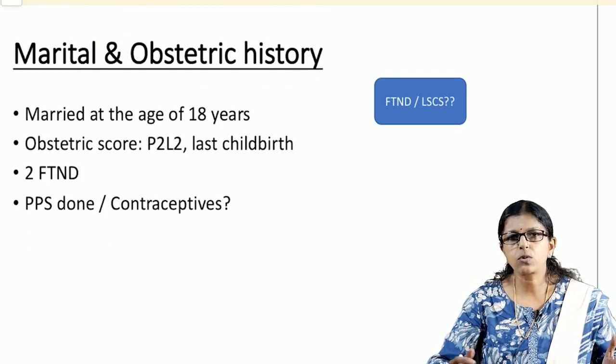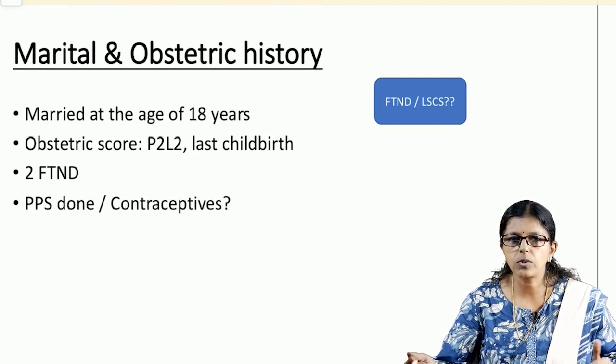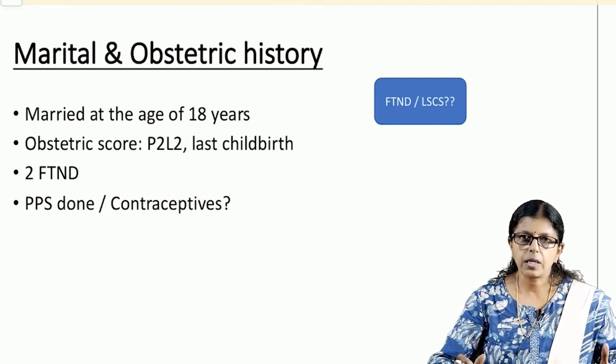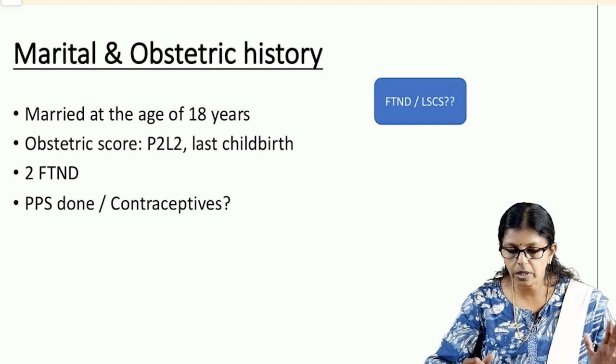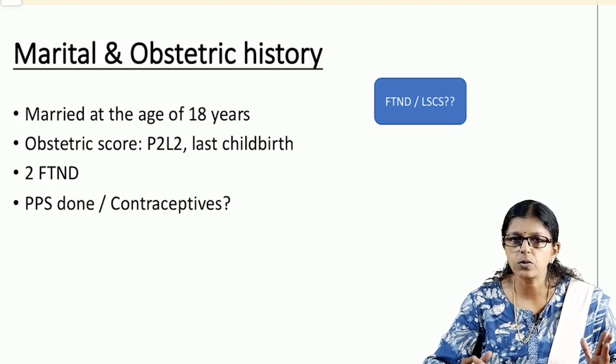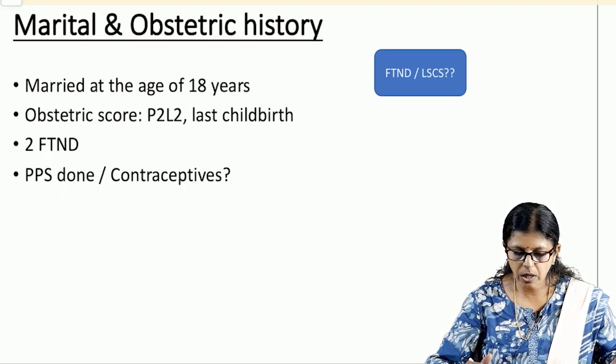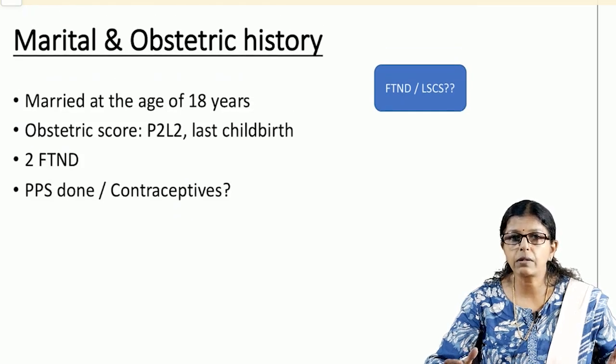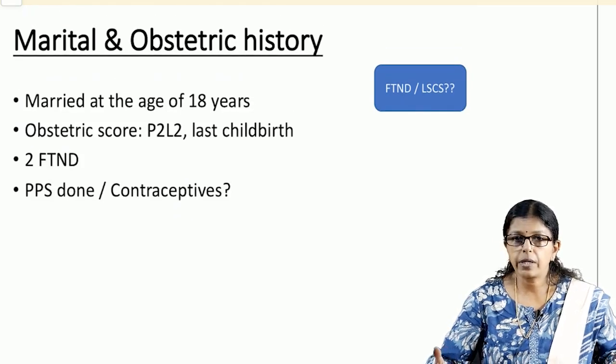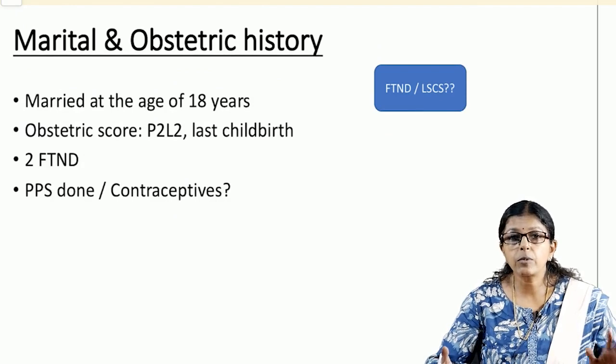What is the obstetric score? P2L2. The last childbirth was so many years back, and was she sterilized or not sterilized? If not sterilized, is she using any contraceptives? Why do you want to know whether she is using any contraceptives? Obviously, if there is an IUCD in situ, then that could be the cause of bleeding. Or she could be using some other drugs irregularly, which can cause irregular bleeding. Another common thing is where they take emergency contraception.